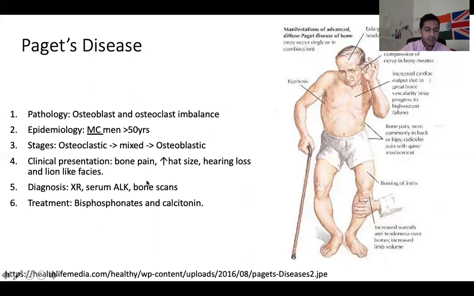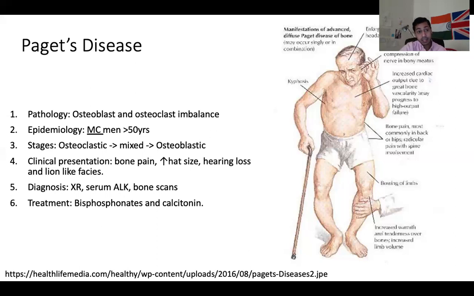The diagnosis, once again, you'll notice that with musculoskeletal pathology, the diagnosis is usually very similar. The algorithm is very similar. So it's usually an X-ray, your serum ALK phosphatase, and once again, bone scans. Treatment is usually with bisphosphonates and calcitonin. Calcitonin, because calcitonin can inhibit osteoclasts. And by inhibiting osteoclasts, we can prevent bone from being turned over much sooner than it already is.